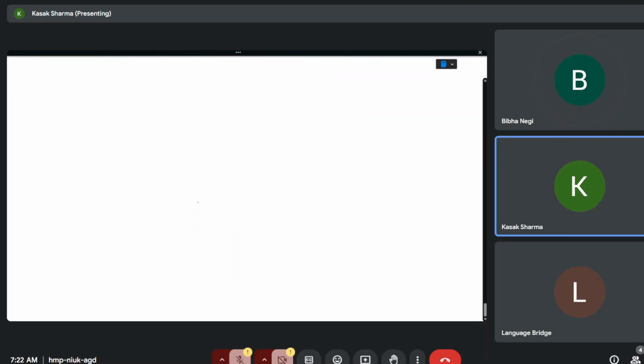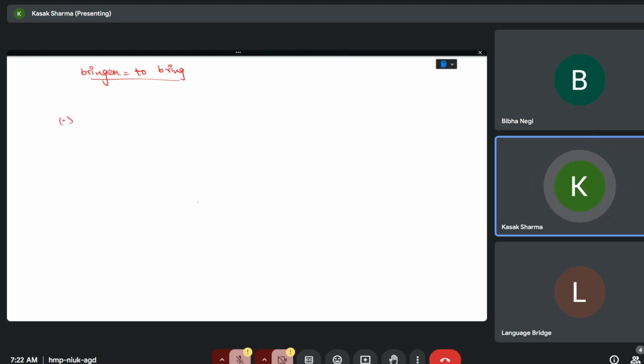For example, we have bringen. It is a verb which means to bring, and it is a Wechsel verb. The sentence is: I bring my mother the chair.